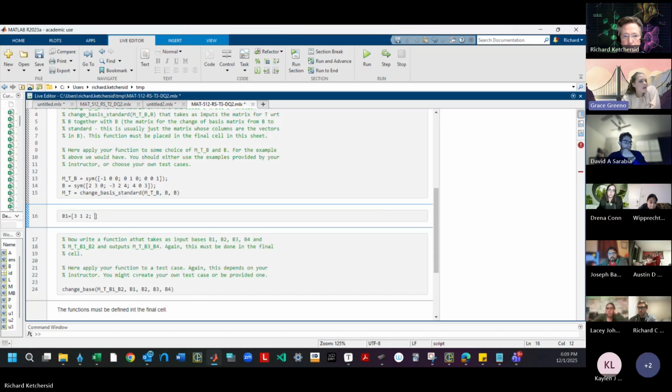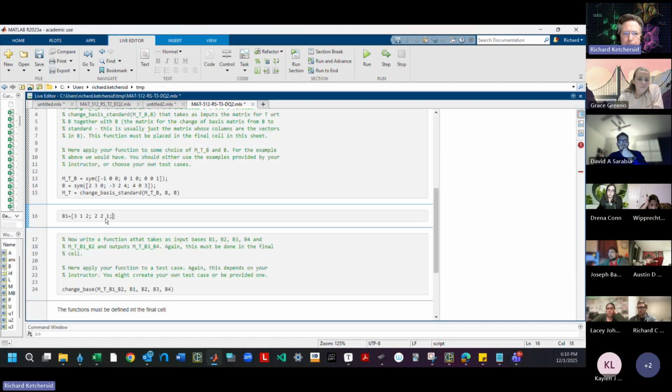Our DQ doesn't have a line at 16. So where would we type what I just added? You can add a section break right here. You can always add sections. Yeah, add sections.